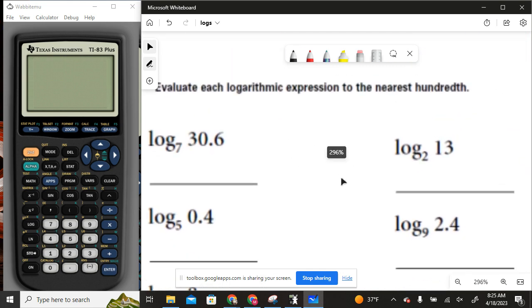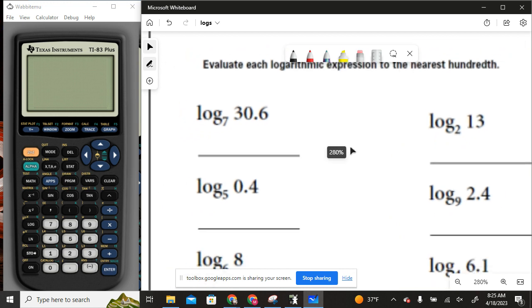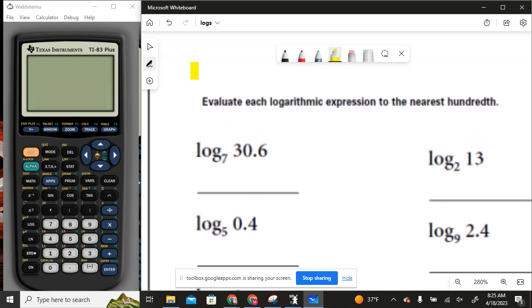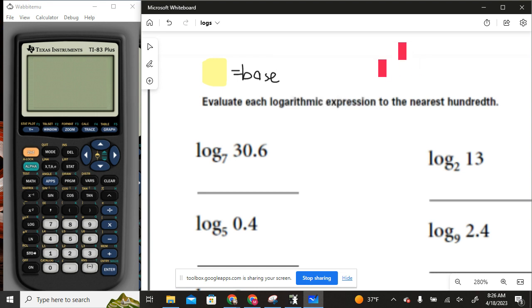All right, let's talk about the top ones. We're going to do these one at a time, but I'm going to highlight a couple things before we jump into it, okay? First off, anything that I highlight here in yellow, that is our base. Then everything that I highlight in red, we're going to make that our answer. That way we know what's popping off.